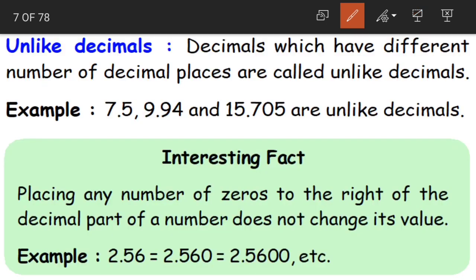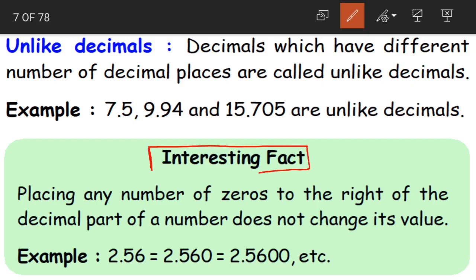If you look at the examples given here, 7.5, 9.94, 15.705 are unlike decimals. Why are they unlike decimals, children? See, 7.5 has 1 decimal place, 9.94 has 2 decimal places, 15.705 has 3 decimal places. All the 3 decimals are having different numbers of places, so that is why they are called unlike decimals. I hope the difference between like and unlike decimals is clear.